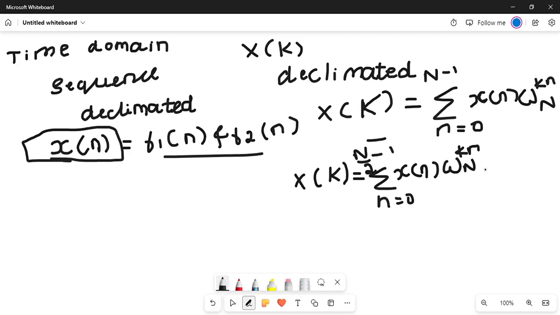Next, I'm going to split again for the remaining n by 2 data points. For the remaining n by 2 points, my summation will look like this: I divide for the first n by 2 points and then the remaining n by 2 points. So n equal to n by 2 to n minus 1, of x of n into omega n kn, right?